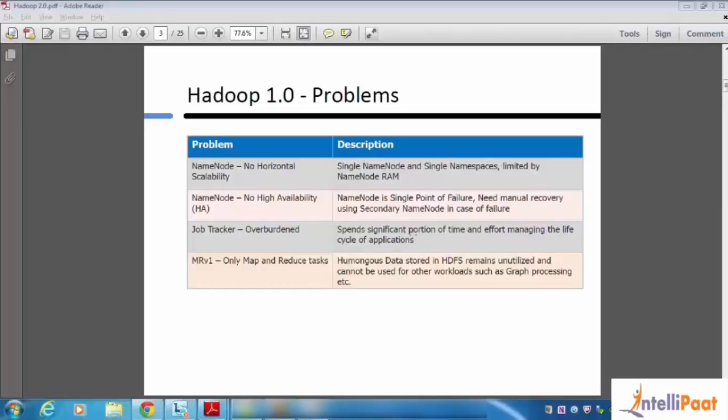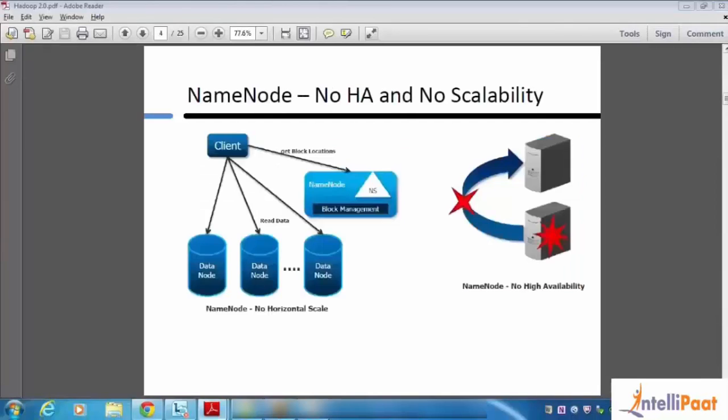Right, so we will understand now the solution for all these problems. These are the four key problems which existed in Hadoop 1.0, and that is where there was a need to develop the Hadoop 2.0 version, which could have the features to solve these issues. This is just a pictorial representation of what we wanted to understand: no NameNode high availability and no scalability. You already understand this, right?